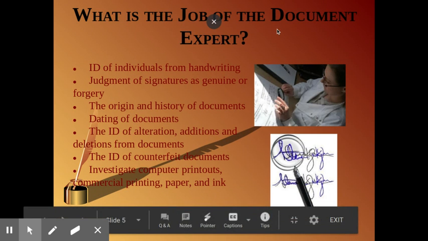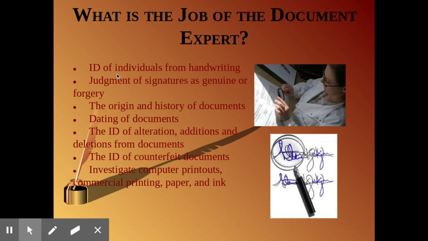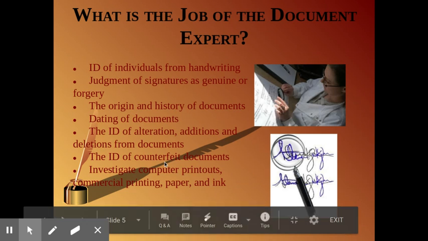What is the job of the document expert? First of all, they identify individuals from their handwriting, judge signatures as genuine or forgery, determine the origin of historical documents, and date documents, so how old is the paper that this thing was written on. They also identify alterations, additions, anything that's been deleted from documents, identify counterfeit documents, and investigate computer printouts, commercial printing, paper, and ink. That is what they do.